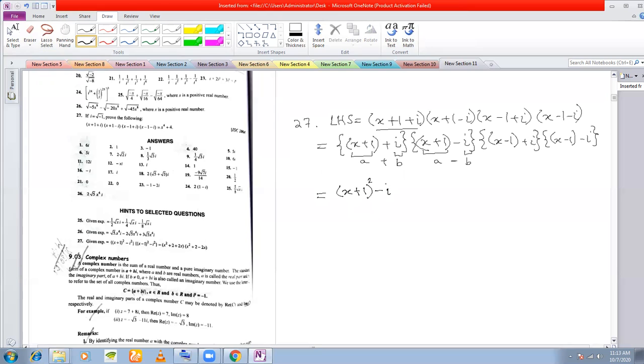B square is i square. Similarly, if you see this, if you take this as A and this as B, then this becomes A plus B. Similarly, this becomes A minus B. So this now can be written as A square minus B square: x minus 1 whole square minus i square. So this becomes, now you expand, or maybe i square you write as minus 1 first.